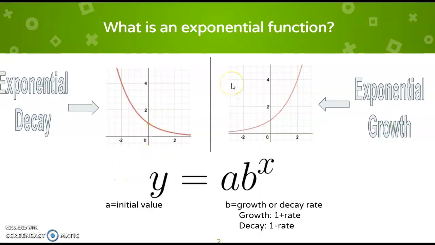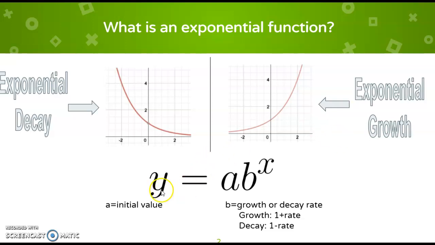So what is an exponential function? Well, an exponential function can look two different ways. It can be going down rapidly, which we call exponential decay, or it can grow very rapidly, which is called exponential growth. Okay, we see these models used all the time to model things like population growth or even your bank account and getting interest on your bank account.